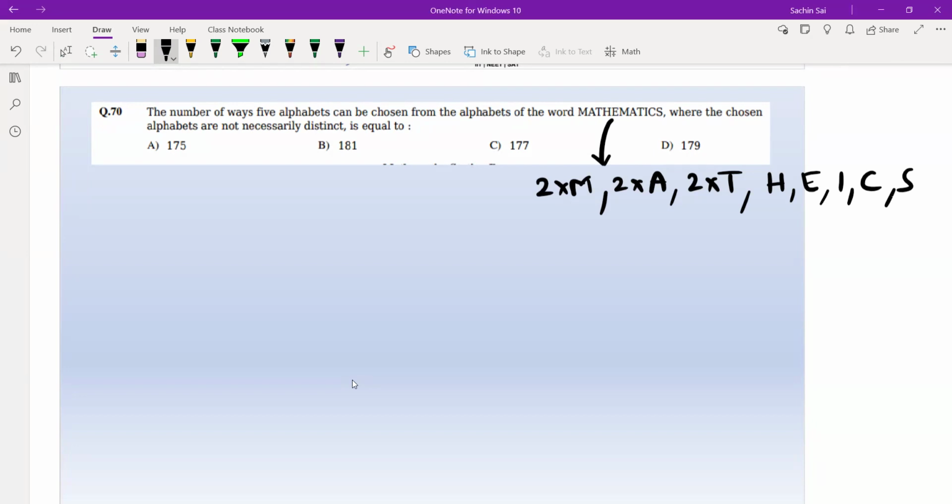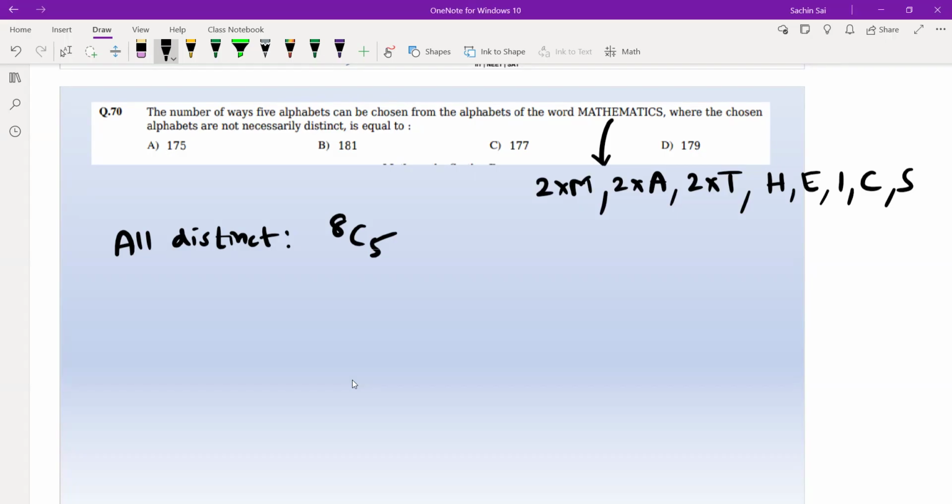Now you have to choose 5 alphabets from this. Because there is no restriction on whether you choose distinct alphabets, you have to break this down into cases. What are the different cases? One is all are distinct. All 5 letters are distinct. For that, you need to select 5 letters from among 1, 2, 3, 4, 5, 6, 7, 8 distinct letters, so 8C5. All distinct is 8C5.